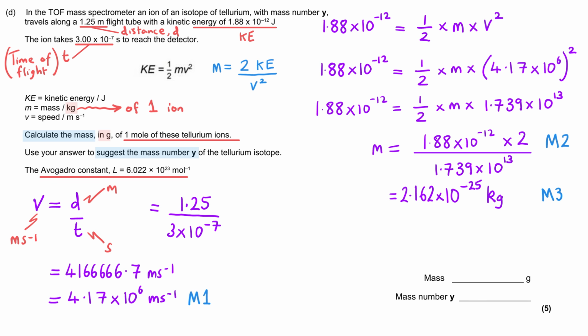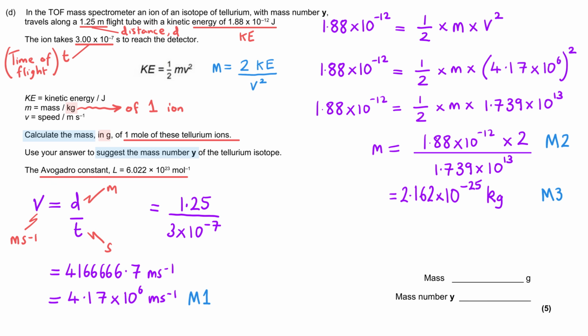Since this answer has come from a series of separate calculations which could all be rounded slightly differently, the answer that will be acceptable for the marking point number 3 would be somewhere between 2.16 and 2.17 times 10 to the minus 25 kilograms for the mass of one ion. But we don't want the mass of one ion, we want the mass of 1 mole of these ions, and we want it in grams and not kilograms. So we need to do some conversions.